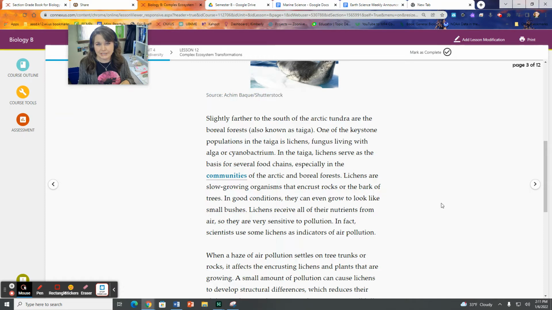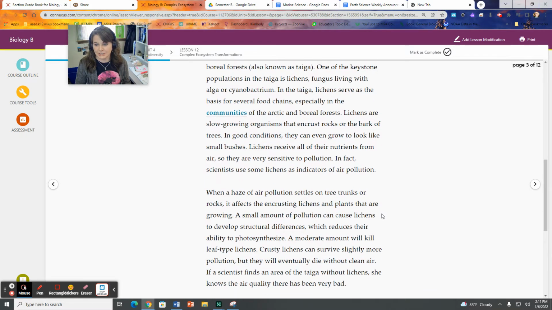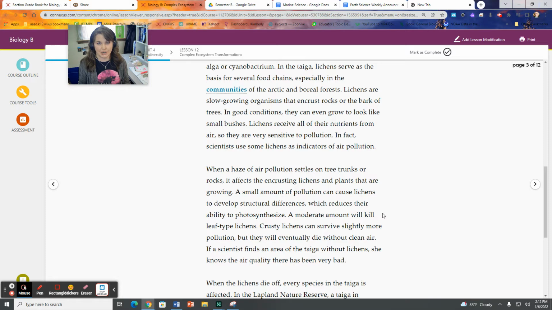And lichens are literally a combination of a fungus that is living with an algae. So we have an algae and a fungus that live in a symbiotic relationship with each other. It's a mutualistic relationship, right? And we say that these lichens are what are known as indicator species. That's really an important term. An indicator species is very sensitive to change.